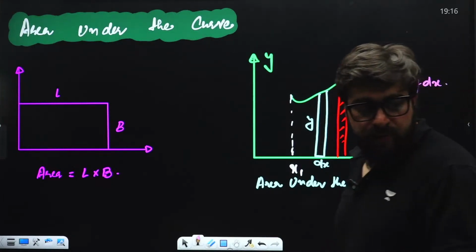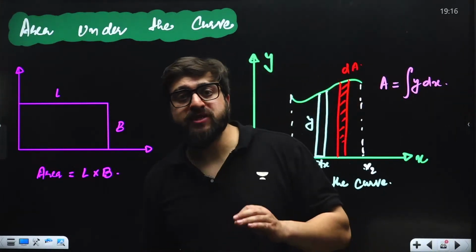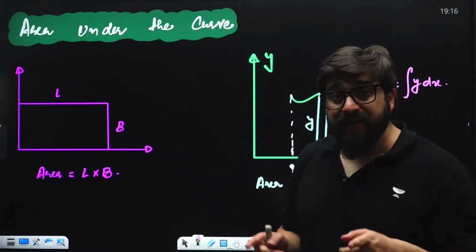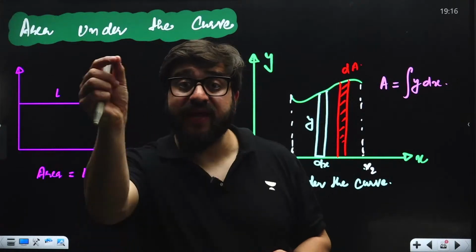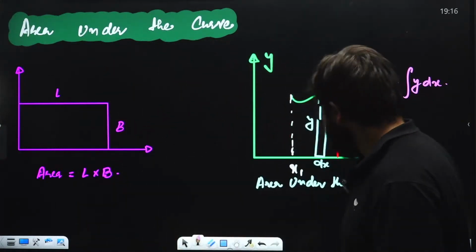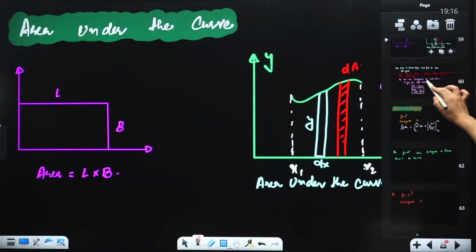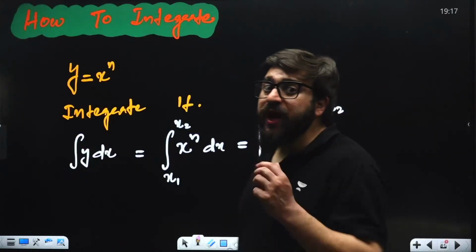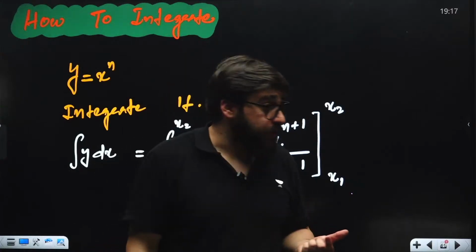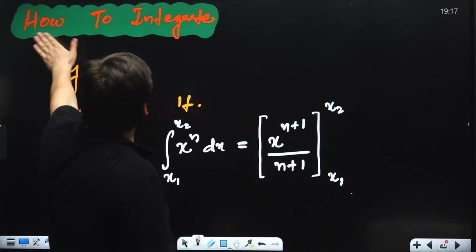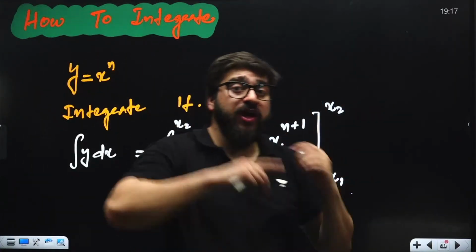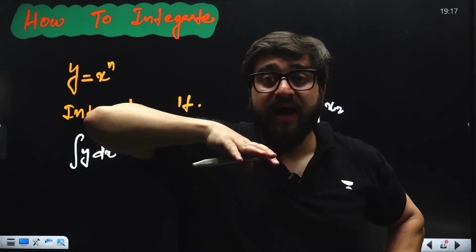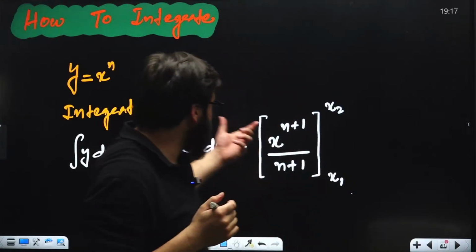So integration helps us to add infinite number of small quantities, and differentiation helps us to find the rate of change. Now guys, come over here. Now the question is, we understood what is the meaning of integration. Now the question is how to integrate. Like we understood the meaning of differentiation, then afterwards I told you how to differentiate. Same is the case over here.